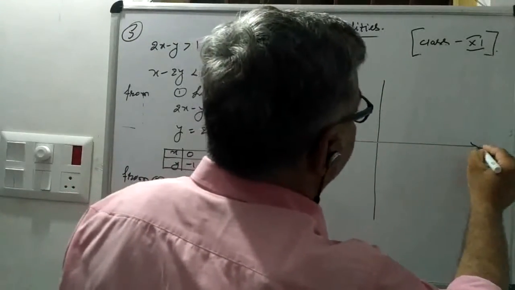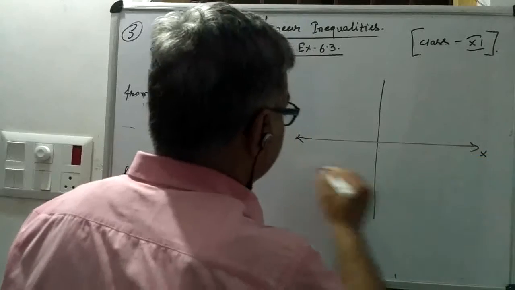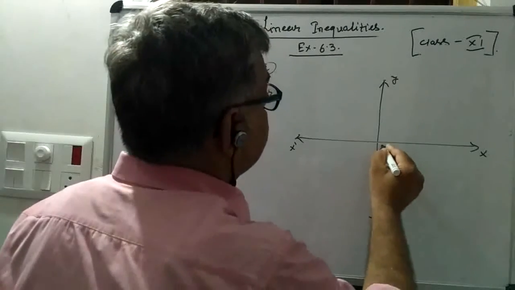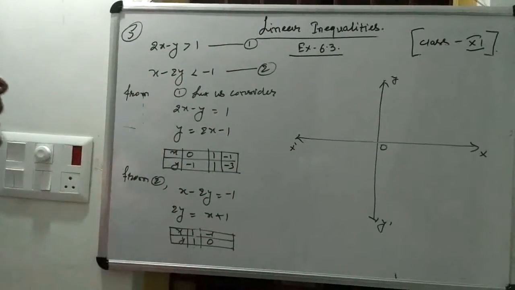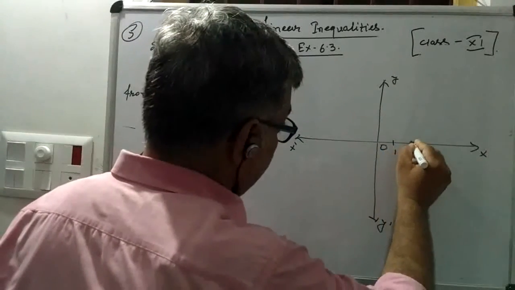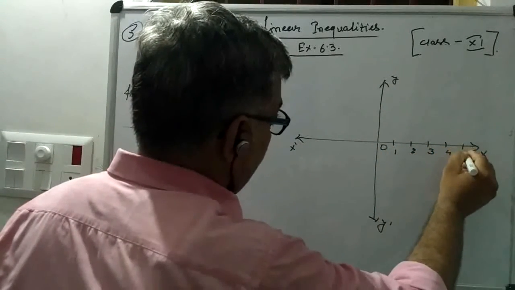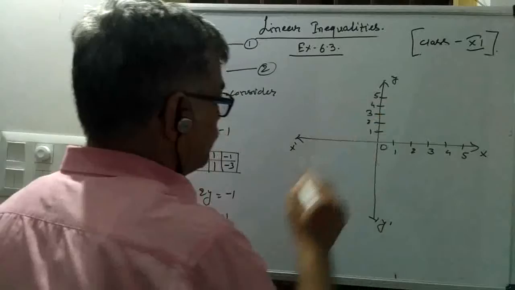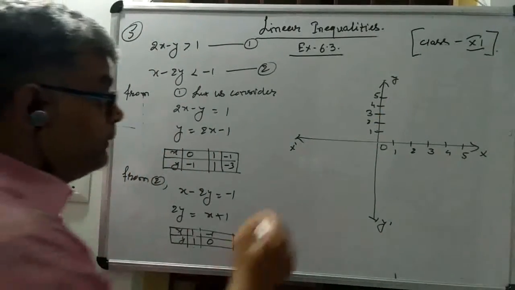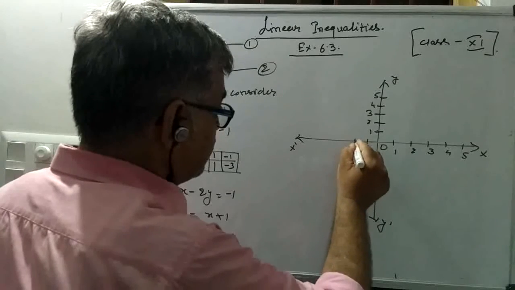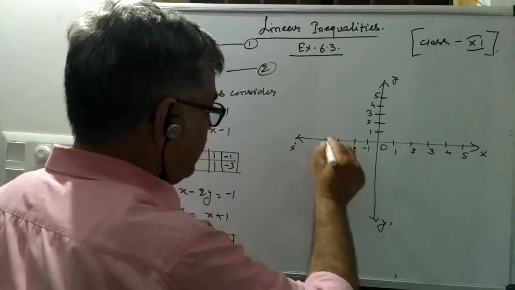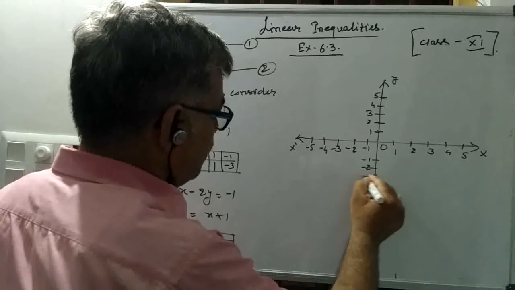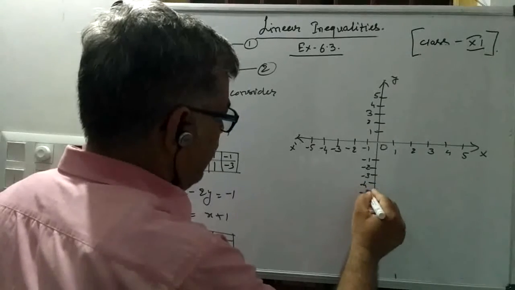Draw these lines in a Cartesian plane. Suppose this is your x-axis, this is your y-axis, this is your origin. First you label it 1, 2, 3, 4, 5. In this question we have negative values also, so we must give the negative axis minus 1, minus 2, minus 3, minus 4, minus 5, and here also minus 1, minus 2, minus 3, minus 4 and minus 5.